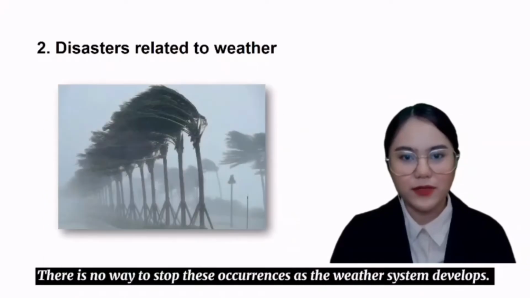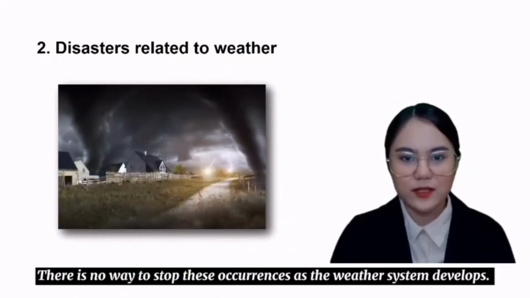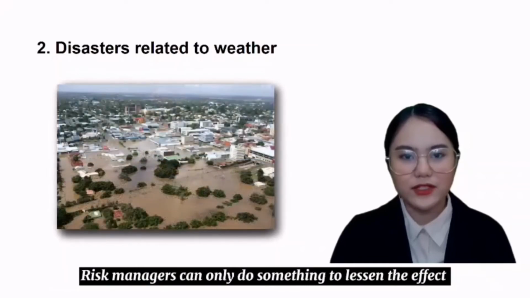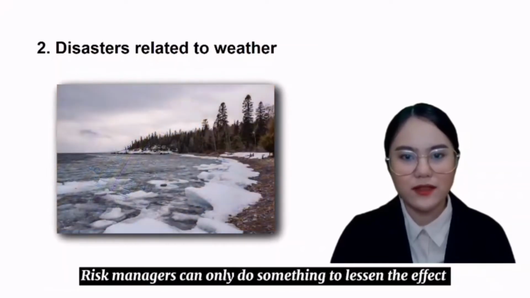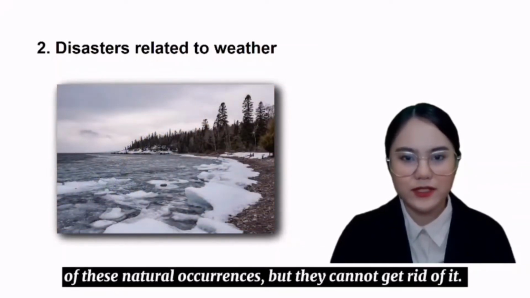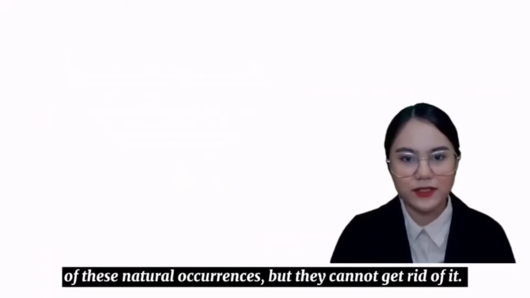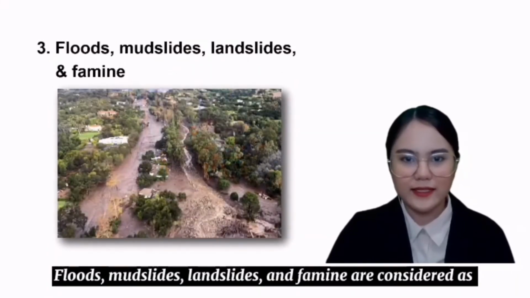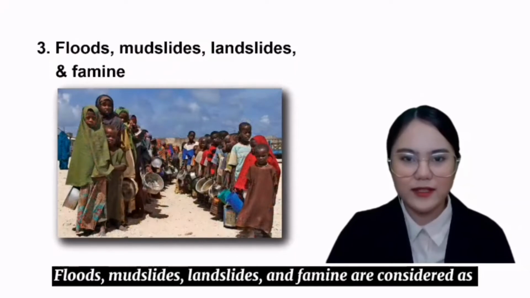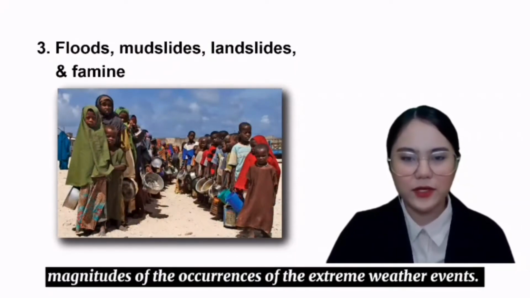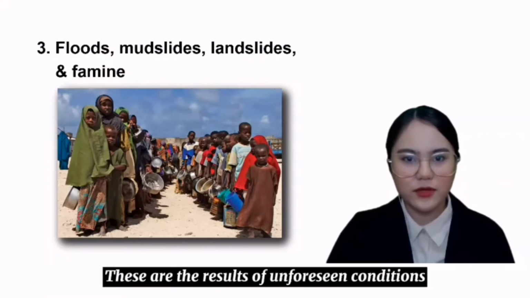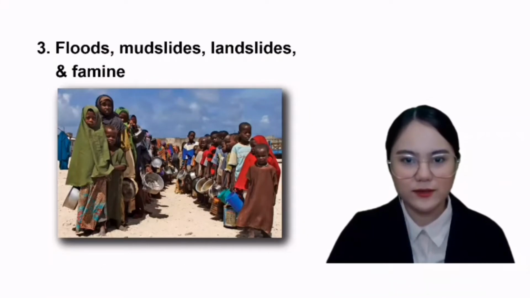There is no way to stop these occurrences as the weather system develops. Risk managers can only do something to lessen the effect of these natural occurrences, but they cannot get rid of it. Floods, mudslides, landslides, and famine are considered as magnitudes of the occurrences of extreme weather events. These are the results of unforeseen conditions.